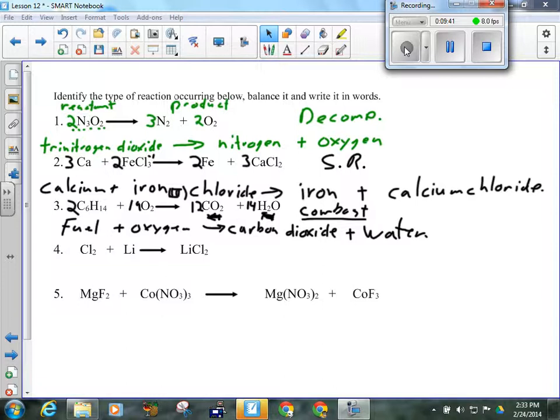All right, let's have a look at number 4 here. On number 4, I've got an element reacting with another element to form an ionic compound. Only one reaction starts that way. What is it? Synthesis. We're synthesizing a compound from 2 elements. Now I've got to balance. Okay, done.